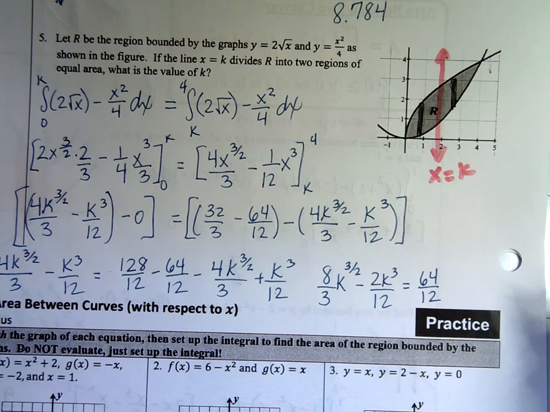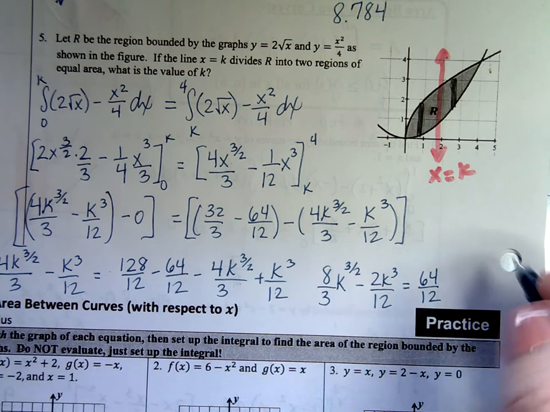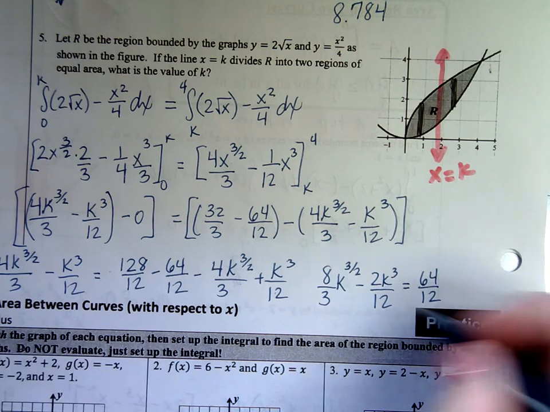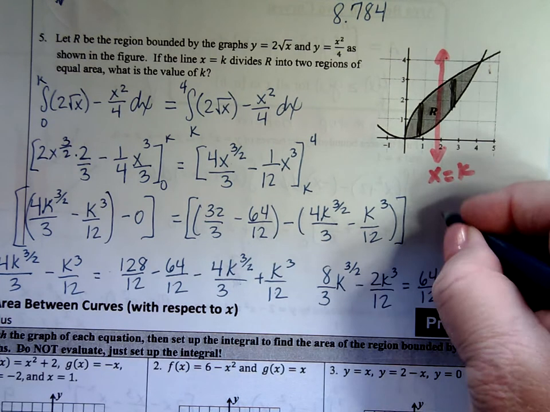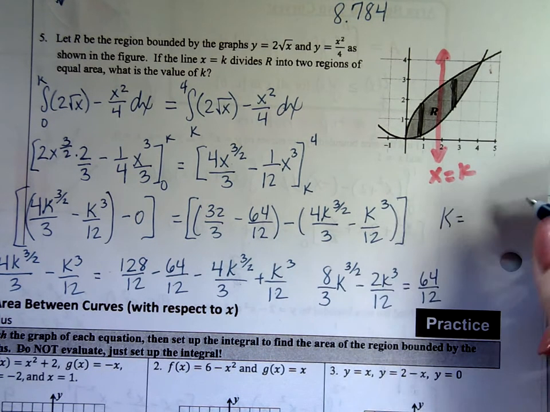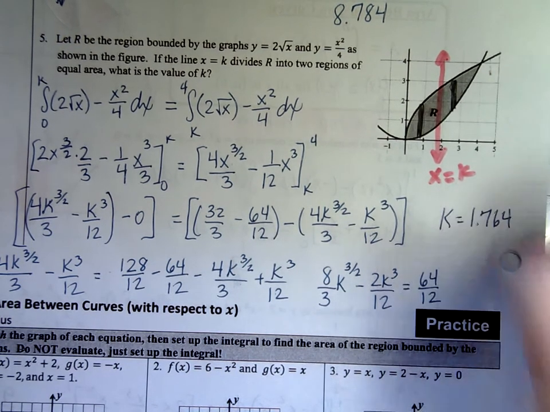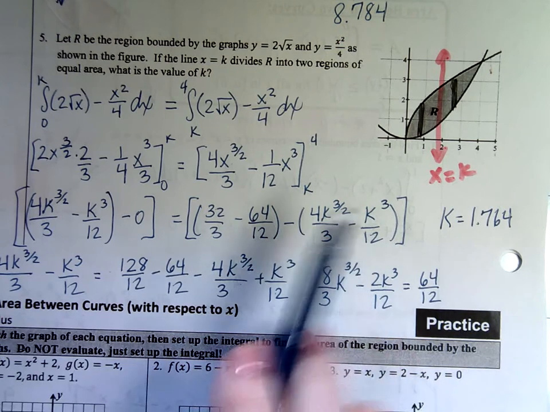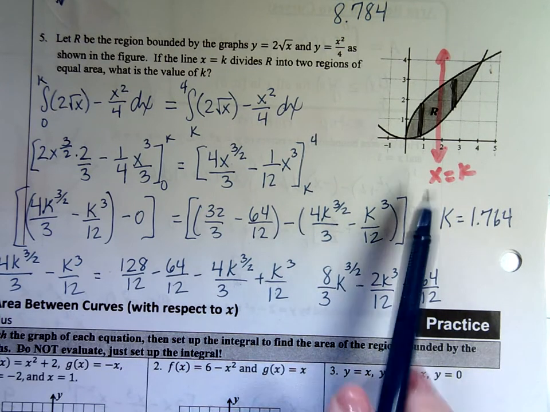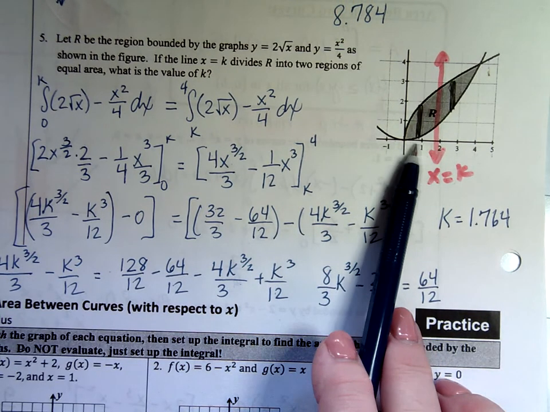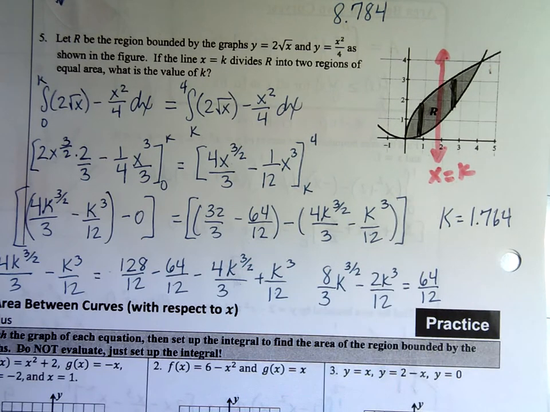All right, so then I go to my calculator and I solve it out, right? What's k? The calculator tells me that k equals 1.764. Does that make sense as about the value, which is pretty much where we put it, right? Between 1 and 2, closer to 2. And that's the k value that would split it into 2 equal pieces.